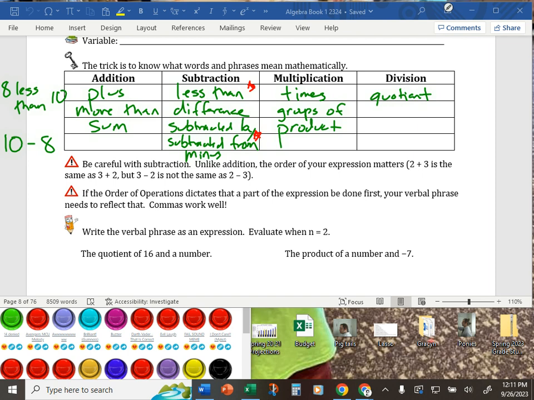Very good. Okay, so subtracted from, less than, two tricky phrases. Make sure they're starred in your binder. Other things, we got 5 spaces to fill out. Lily. Addition is added to. Added to. Good.